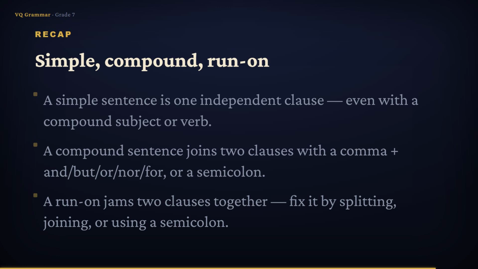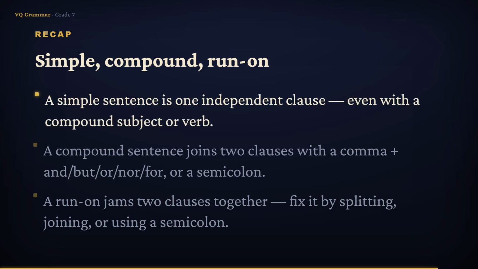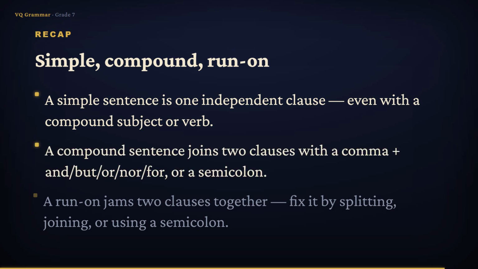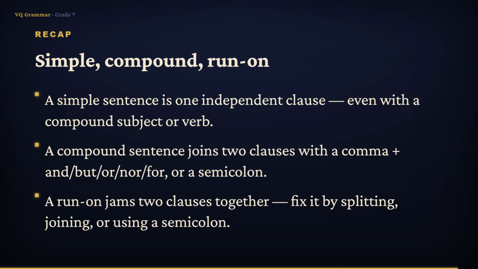Let's gather everything up. A simple sentence is a single independent clause, and it stays simple even when it has a compound subject or a compound predicate. A compound sentence joins two independent clauses as equals, using a comma with a joining word, like and, but, or, nor, or for, or else a semicolon. And a run-on is what happens when two clauses are crammed together with nothing between them. You fix it by splitting it, by adding a comma and a conjunction, or by using a semicolon.